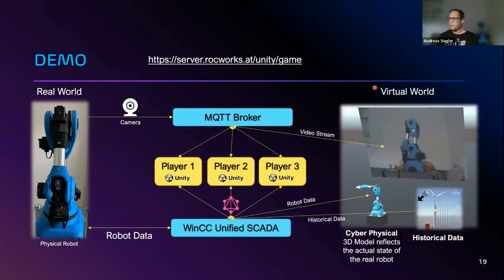And then on the right side, we see the virtual world, so the game basically. And there we will see, let's say, a cyber-physical 3D model of the real robot. And this one then really reflects the current state of the real robot. Yeah? So we get the data from the robot to the SCADA to our virtual robot. The live video stream is also displayed in the game. And that one we get from the MQTT broker. And as initially said, all of the data related to the players, like the position and the scoring points, and so all of that is distributed and handled by the MQTT broker.